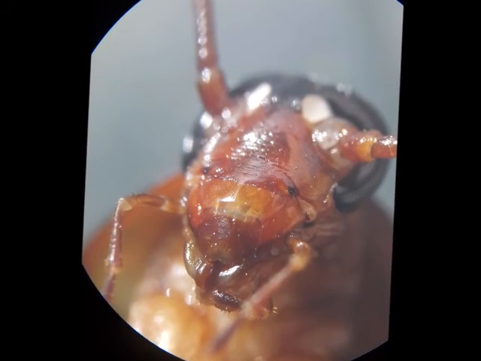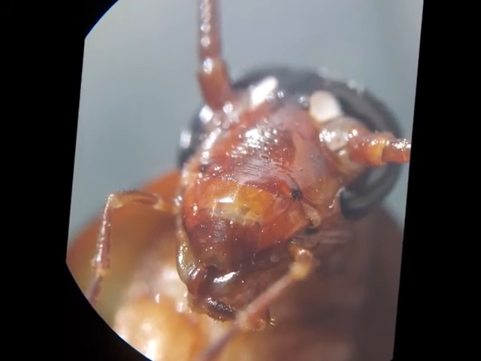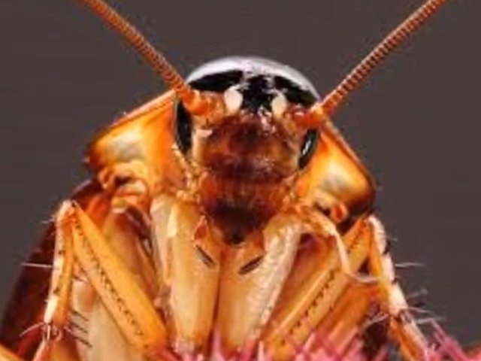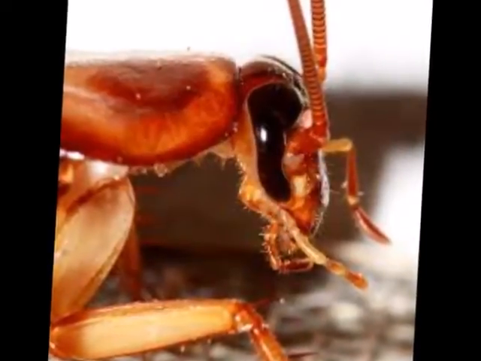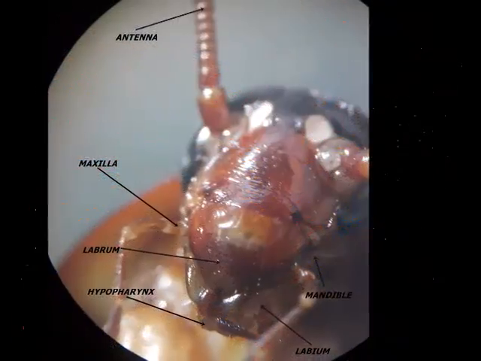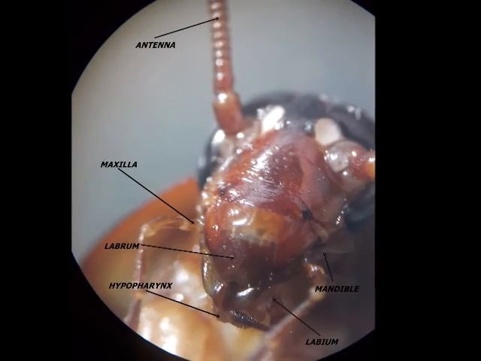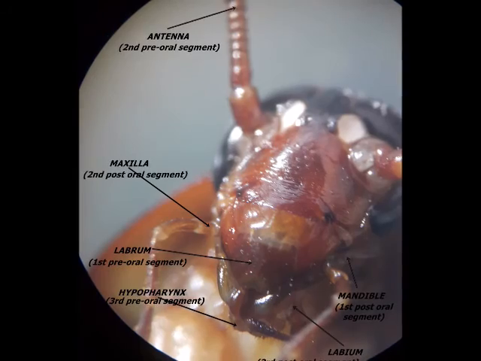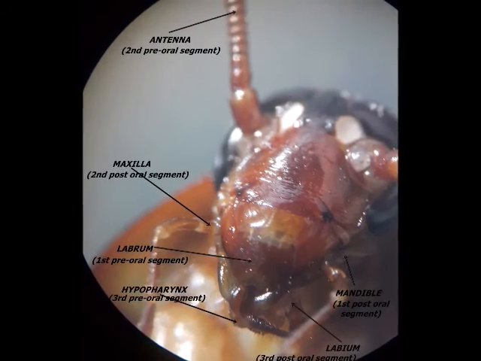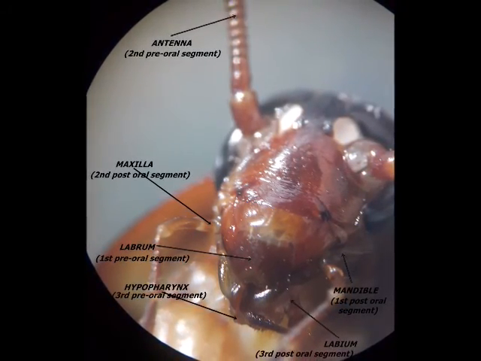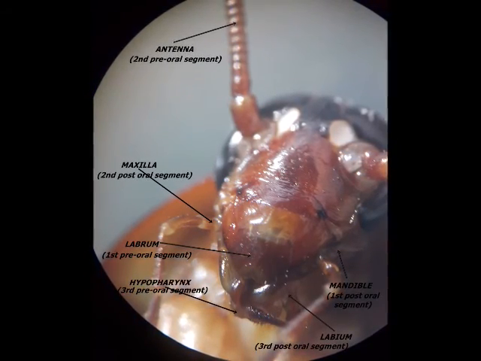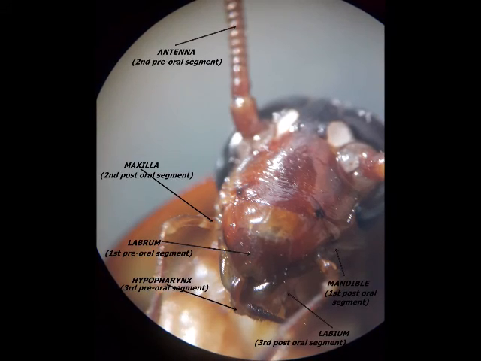articular membrane. The head of the cockroach is triangular in shape and lies anteriorly at right angles to the longitudinal body axis. It is formed by the fusion of 6 segments and shows great mobility in all directions due to the flexible neck. The 6 segments are the 3 preoral segments and the 3 postoral segments. The first preoral segment is the labrum. The second preoral segment is the antenna. The third preoral segment is the hypopharynx. And the 3 postoral segments are, first, the mandibulum, second, the maxillary, and third, the labial.